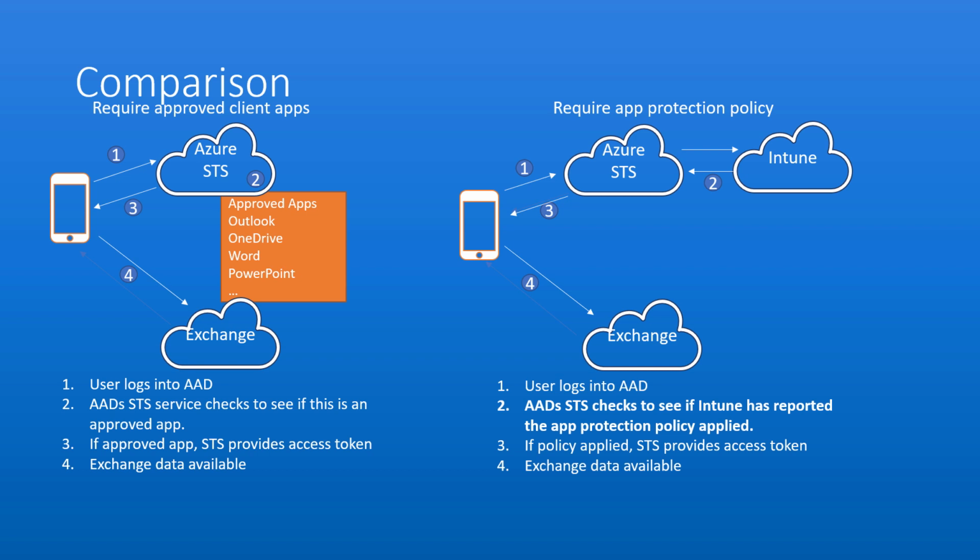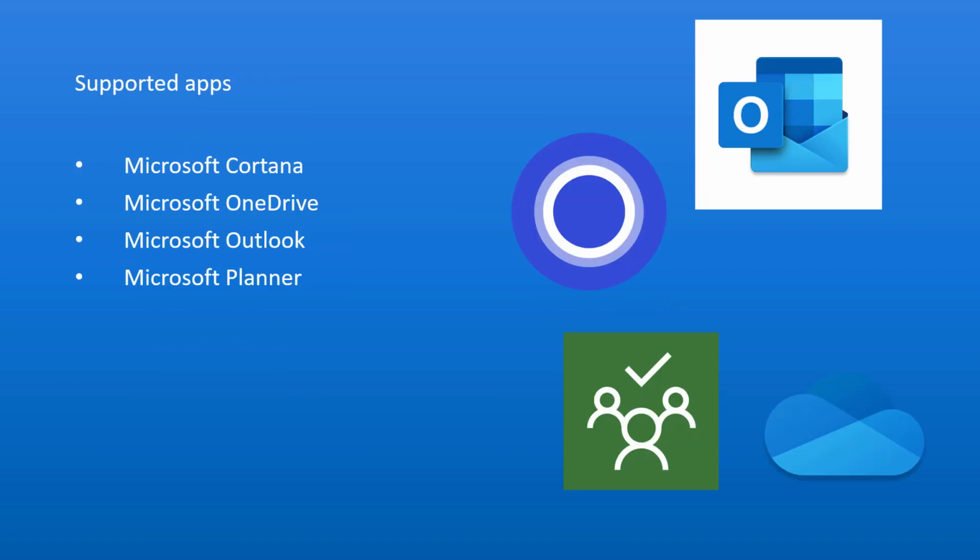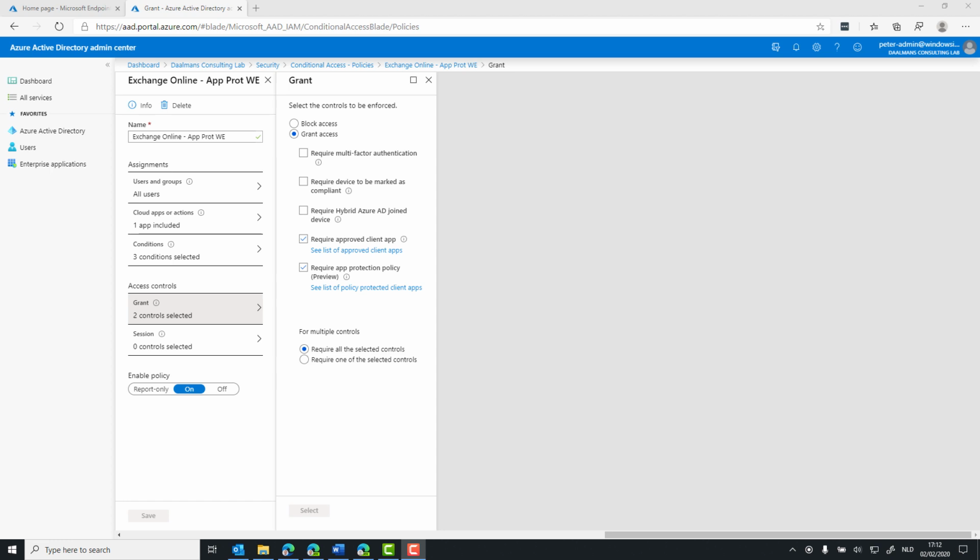Currently, only 4 apps are supported: Cortana, OneDrive, Outlook, and Microsoft Planner. Hopefully, Microsoft is able to extend this list very soon. Basically, all the teams developing apps need to make sure that they support the latest Intune SDK. So let's see how this looks from the server side.